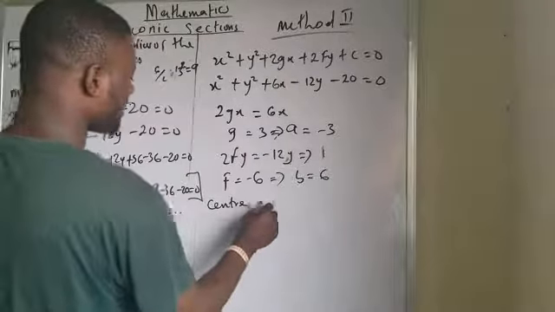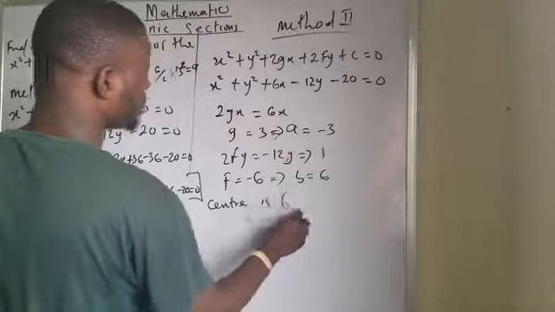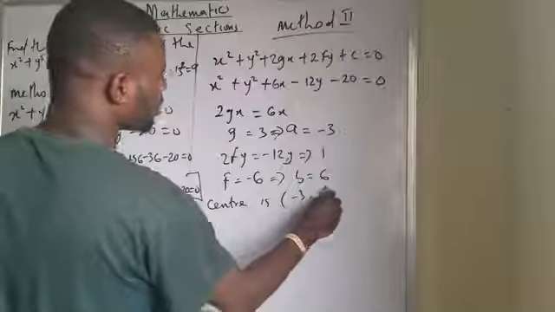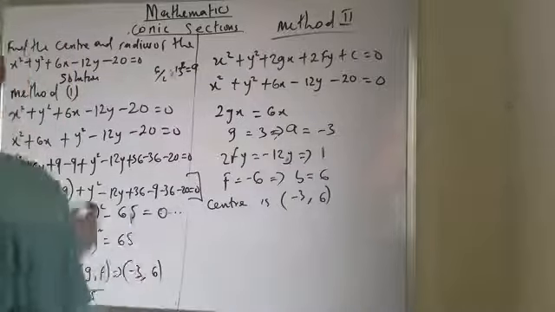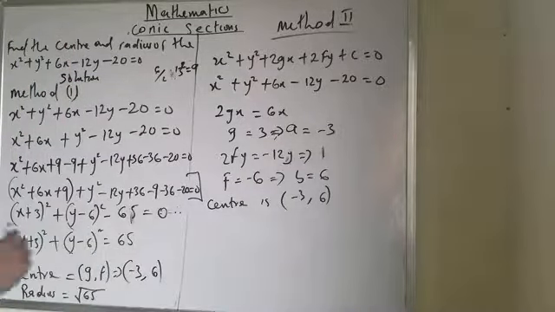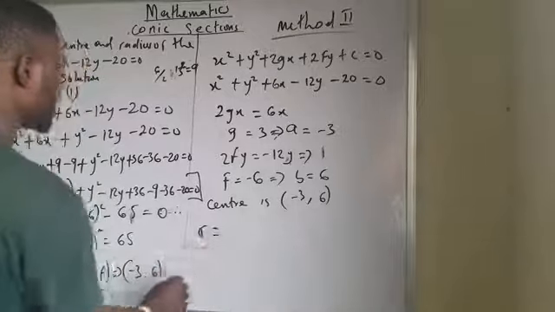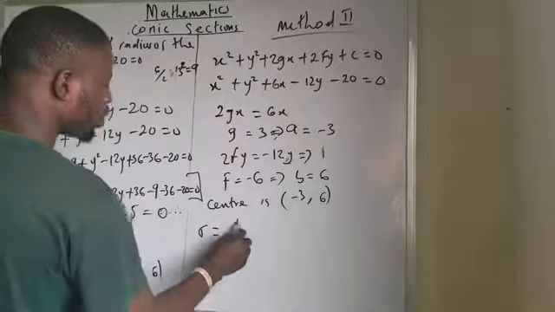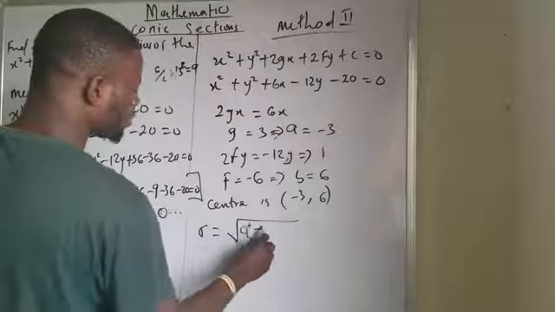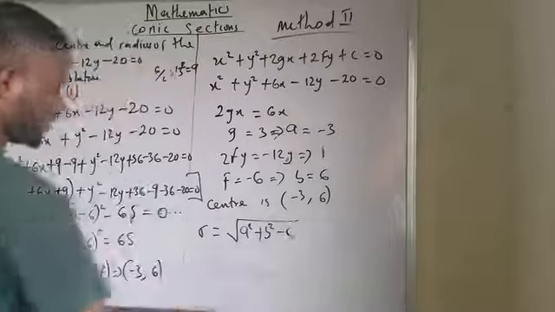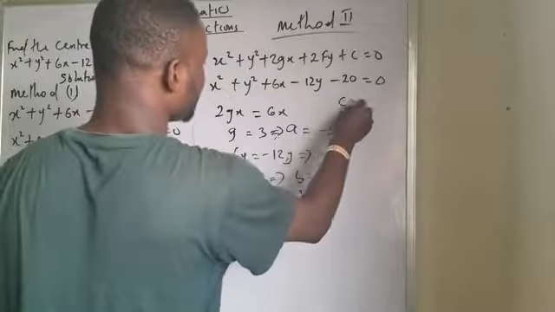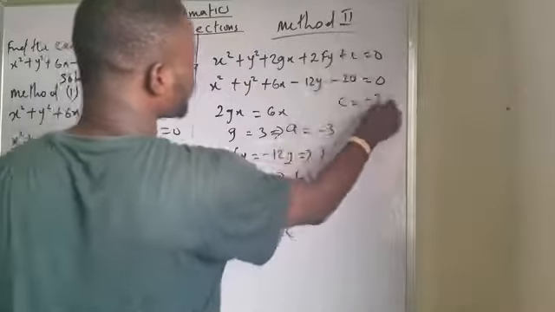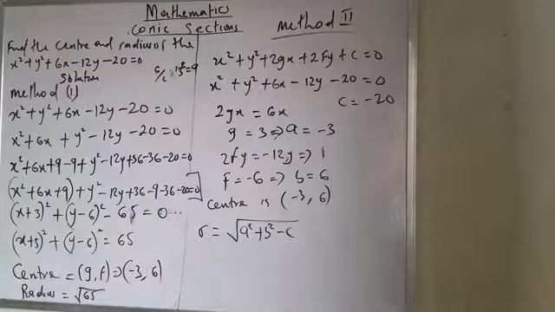If the center is minus 3 comma what? You know we have a comma b. Now, how do I go for my radius? I've shown you earlier, when I compare it, it will be the root of a squared plus b squared minus c. Don't forget that my c, from here, equals minus 20.